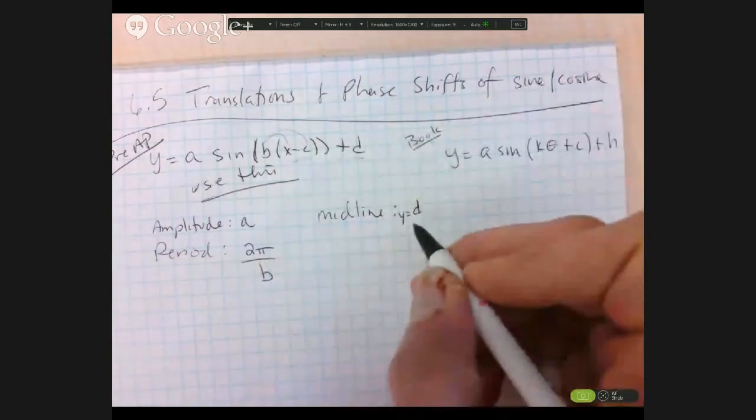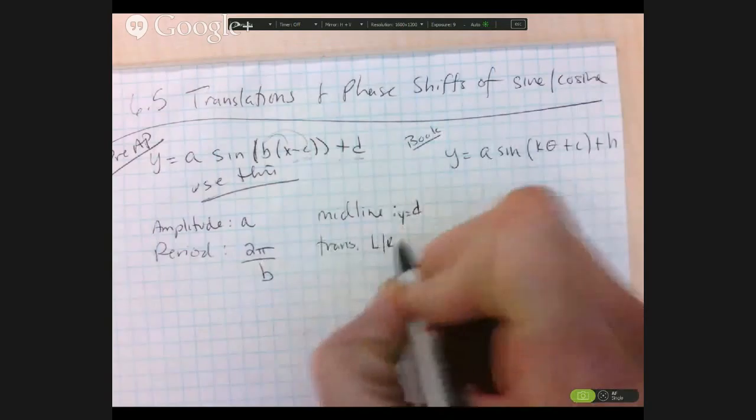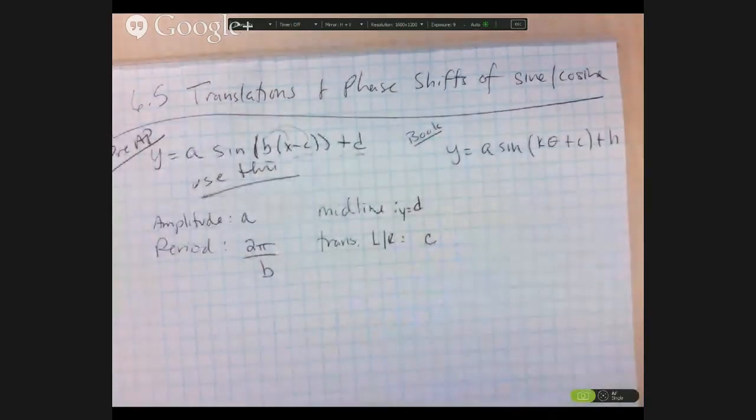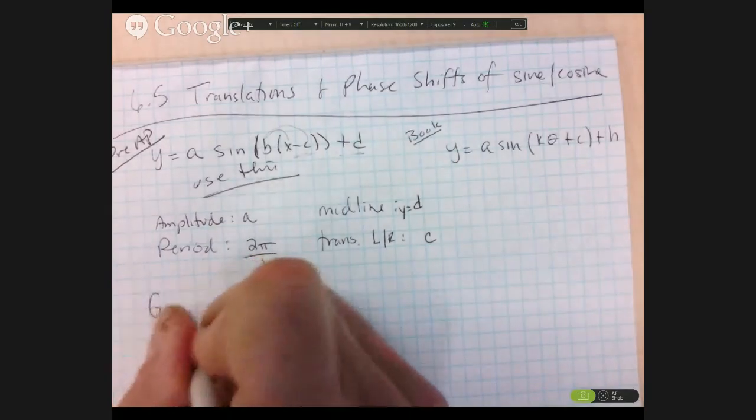Left to right. Translate. Left to right is c. Remember, it's the opposite. So if you see x minus 3, that means go to the right 3 spots. x plus 3 means go left 3 spots. So let's graph one of these.